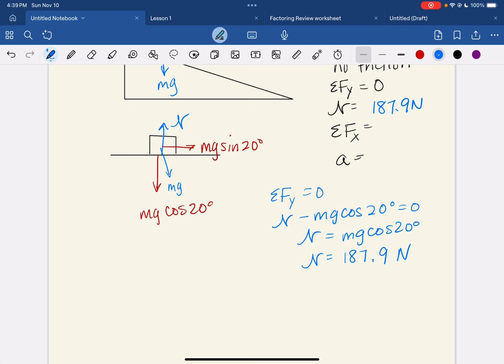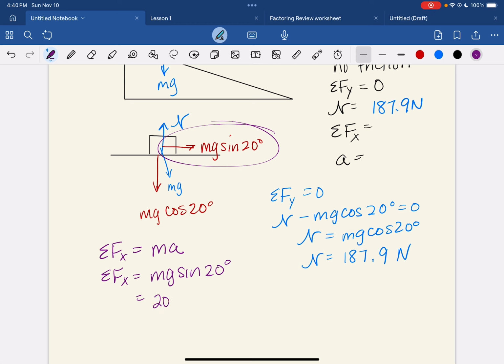And now I have to look at the sum of the forces in the x direction. That's going to equal mass times acceleration because I only have one force, so it's unbalanced. So the sum of my forces in the x direction is equal to mg sine 20 degrees. And so that would be 200 times the sine of 20, which gives you 68.4 newtons. So the sum of my forces in the x direction is 68.4 newtons.